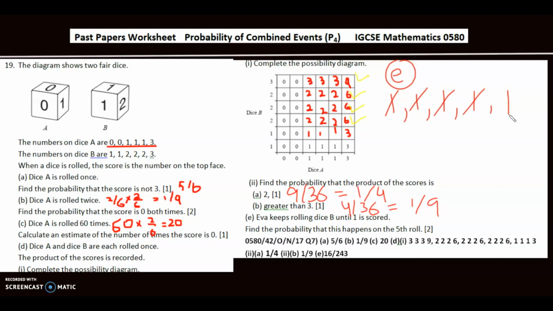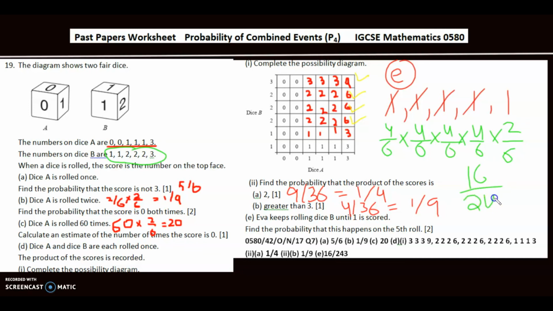So let's find the probability of not getting 1 in die B, right? We're talking about die B. Yes. What's the probability of not getting 1? 1, 2, 3, 4. 4 out of 6 times we won't get 1. Similarly, we won't get 1. 4 out of 6, 4 out of 6. 4 upon 6, and probability of getting 1 is 2 upon 6. Find this product, and it should be 16 upon 243.